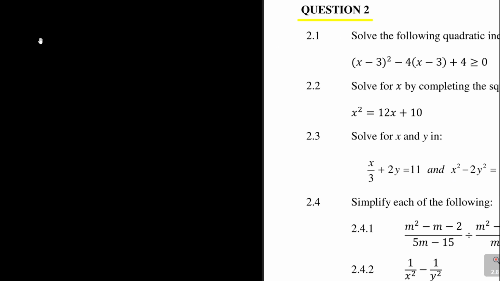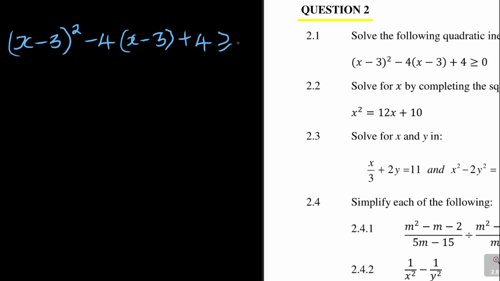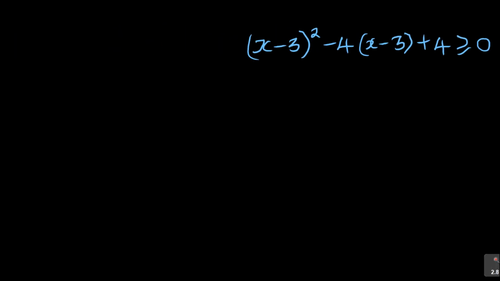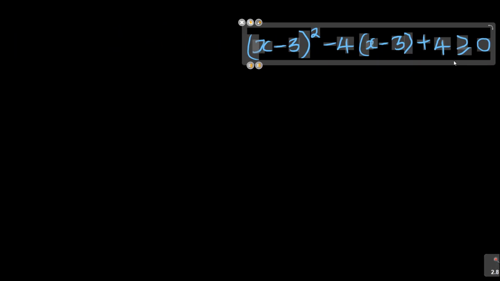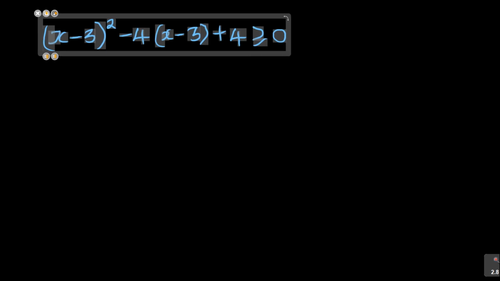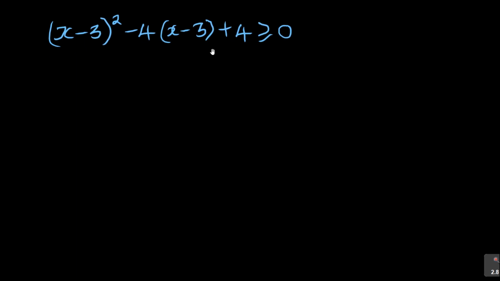Let's work on this quadratic inequality. It's (x minus 3) squared minus 4(x minus 3) plus 4 is greater than or equal to 0. So this is what you see here on the quadratic inequality. And the question is, how do you approach this question? It's up to you how you want to do it.